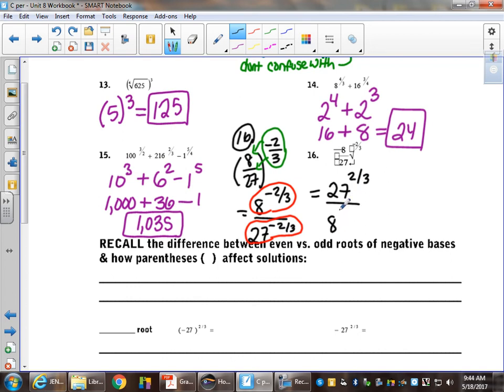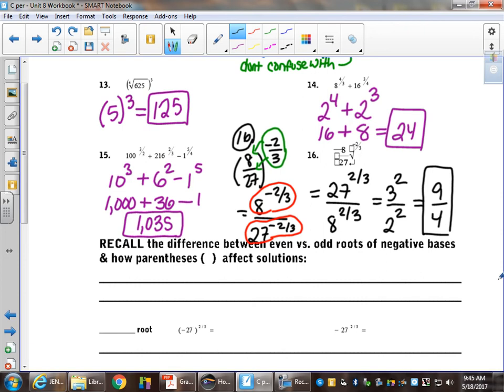Divided by 8 to the 2/3. Good. Now, piece by piece, pretend that just the numerator is what I'm looking at. How would I read this out loud? Third root of 27 is 3, still to what power? Squared. Notice, though, I just took care of the root first. Third root of 27 is 3 squared. And then third root of 8 is 2 squared. 9/4. Any farther? That's it.